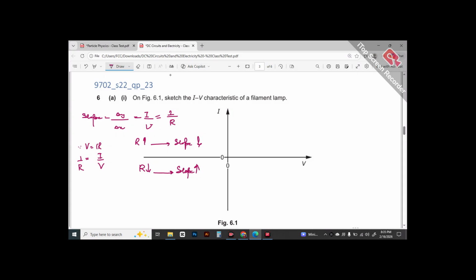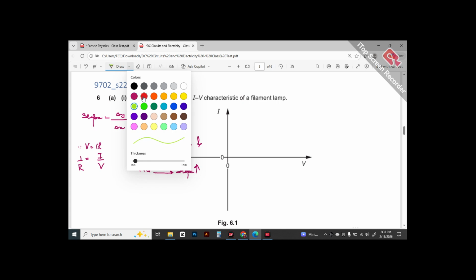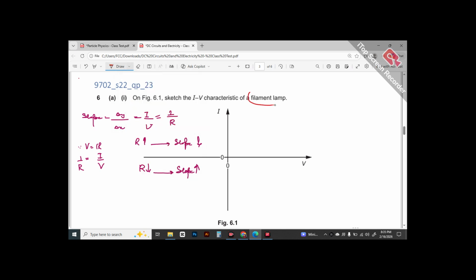Now before sketching the graph here, another thing I should know is the characteristic of a filament lamp. We had discussed while discussing Ohm's law that there are two types of conductors. We have ohmic materials and non-ohmic materials. Ohmic are the ones which obey Ohm's law, in which the current is directly proportional to voltage, and the resistance of the material does not change, right? So, unlike those conductors, a filament lamp is a non-ohmic material. Its resistance changes, and so does the resistance of a diode.